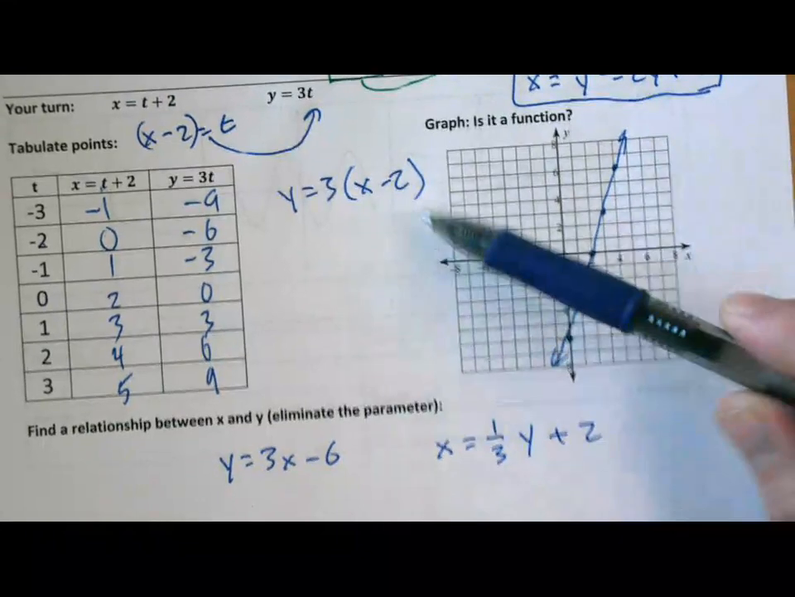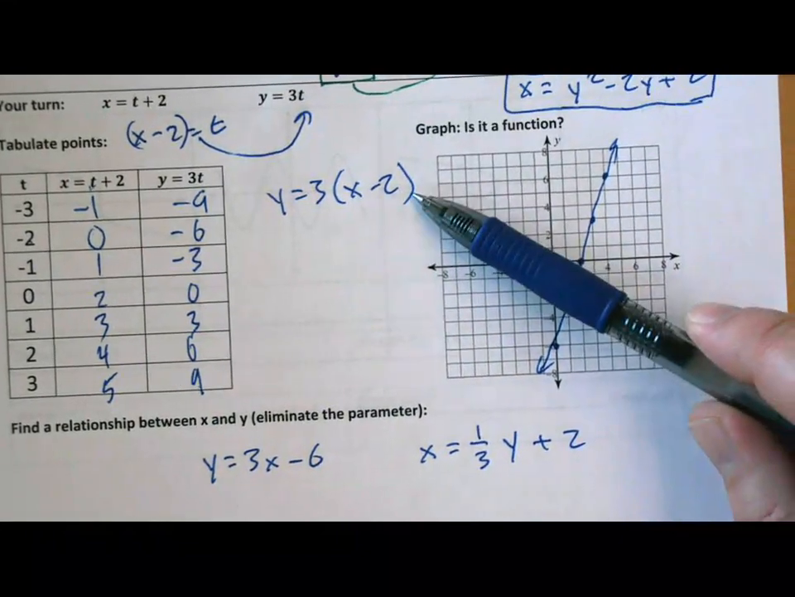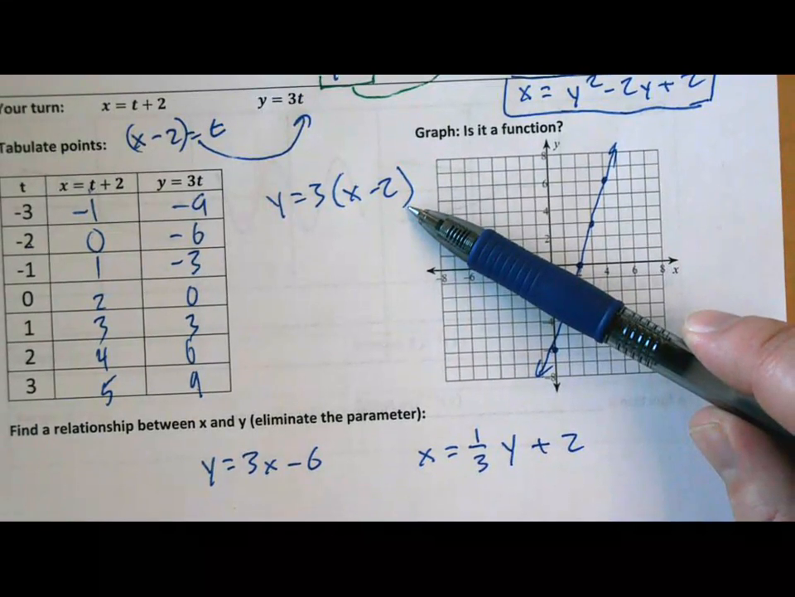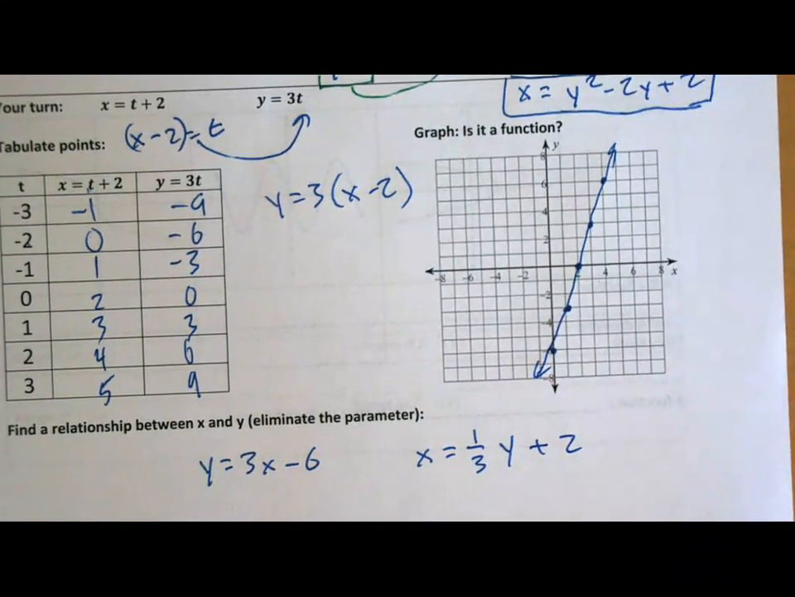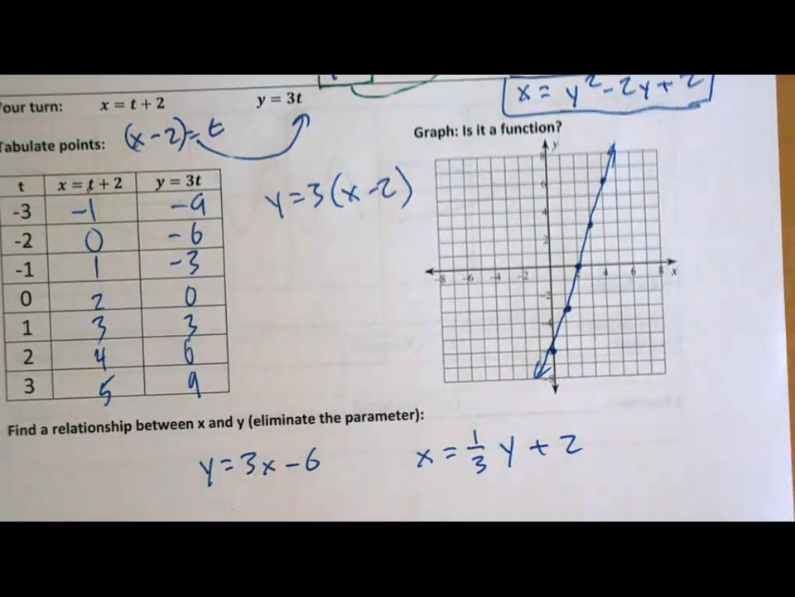You could leave it like this. This is kind of like point slope format. All right, other questions? We're moving on then. All right, let's get into inverses.